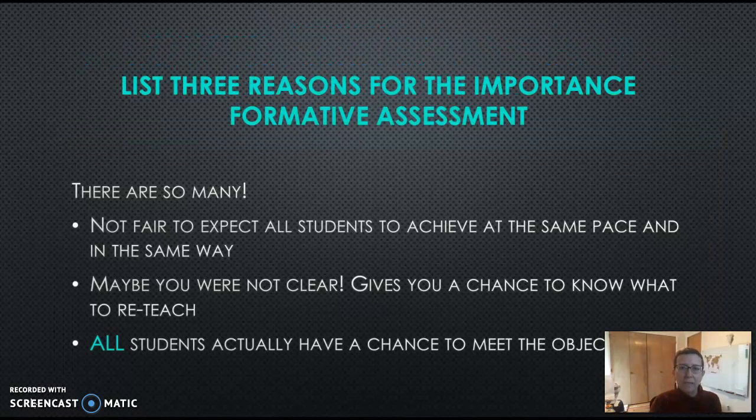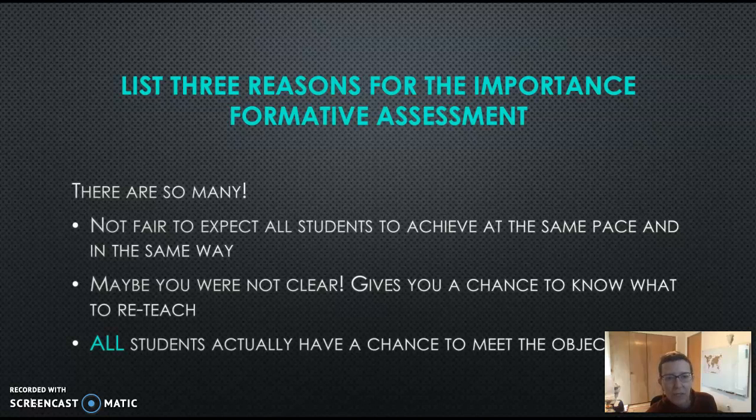And then the second objective we had for today: list three reasons for the importance of formative assessment. So many that you could have picked up from reading our chapter 8, or from Wormley's video, or just from your own experience. For me, it's really important that we understand that it's not fair to expect all students to be able to achieve at the same time on a high stakes summative assessment. So that's where formative assessment comes in.